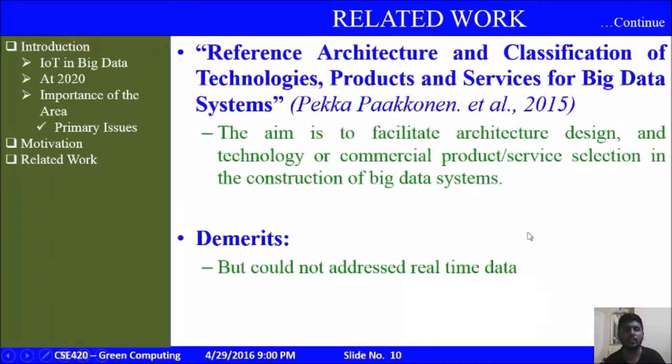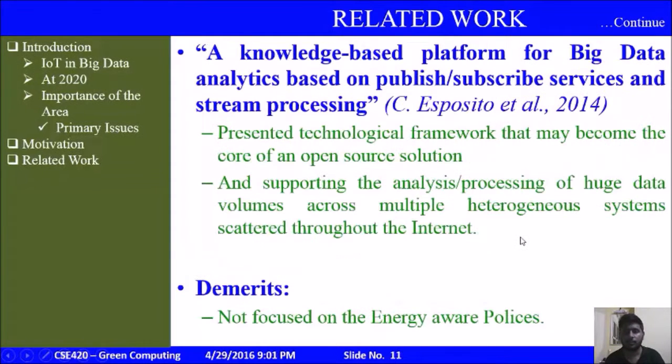The third related work is reference architecture and classification of technologies, products and services for big data systems. This was given by Pekka Pääkkönen et al. in 2015. The aim is to facilitate architecture design and technology or commercial product service selection in the construction of big data systems. The demerit was it didn't consider and address the real-time data.